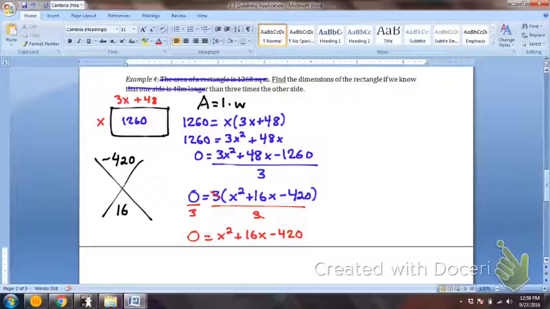Let's see if you're right. Negative 30 and positive 40. That is not correct. Negative 30 and positive 14 is not correct. Anthony? Negative 14, positive 30. That is correct. Positive 30 and negative 14.